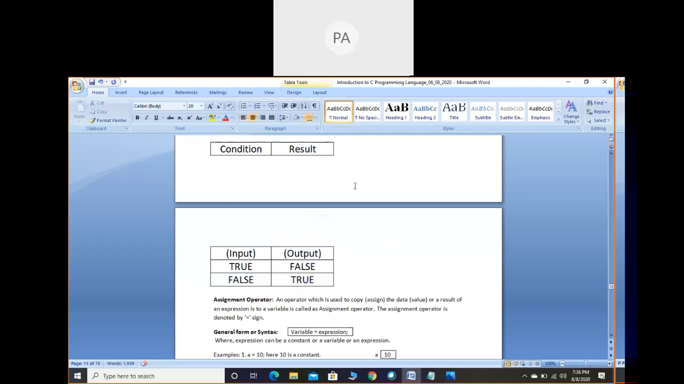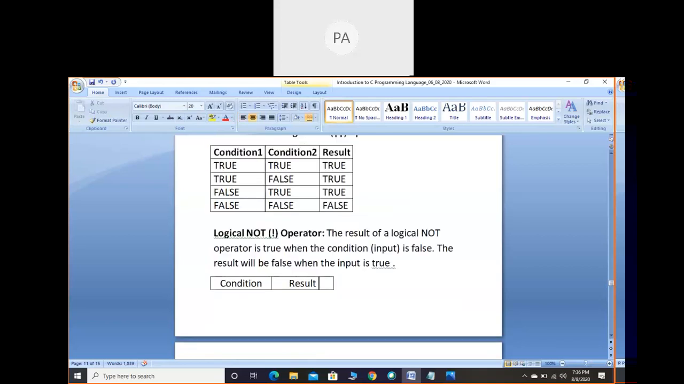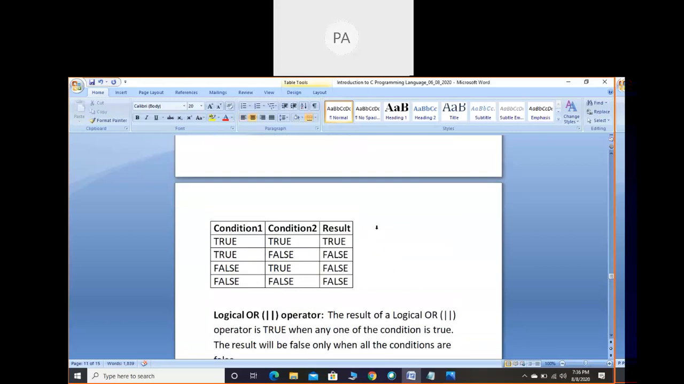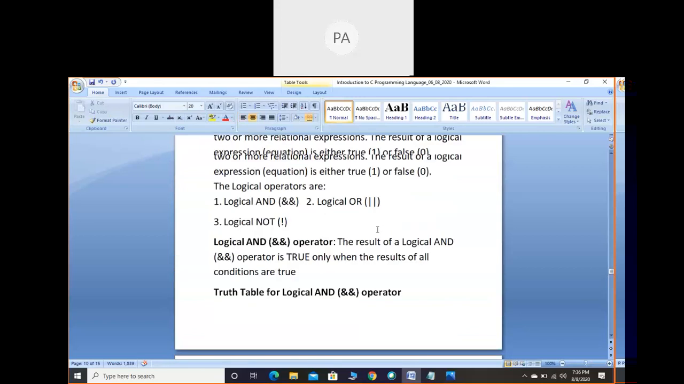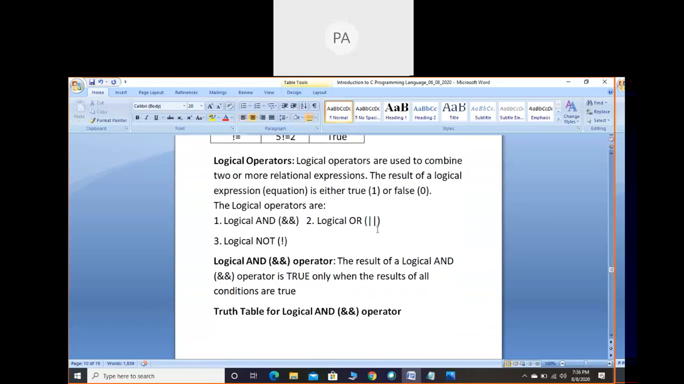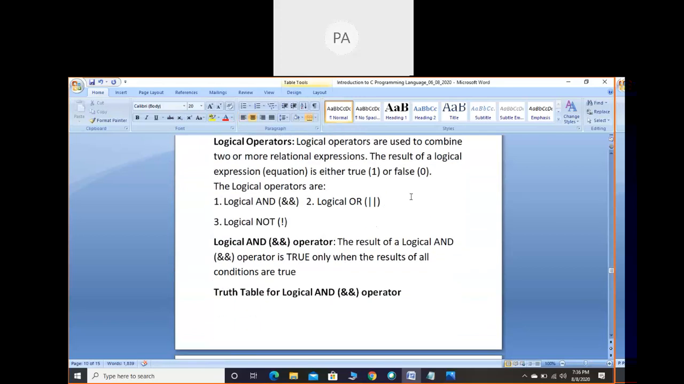If the condition is true, the result is false. If the condition is false, the result is true. That is the opposite of the input. Our output will be the opposite of the input. The result will be the opposite of the condition. Now you can write it. If you have any doubts, you can ask. I think yesterday you copied till relational operators. Now you can copy the logical operators.